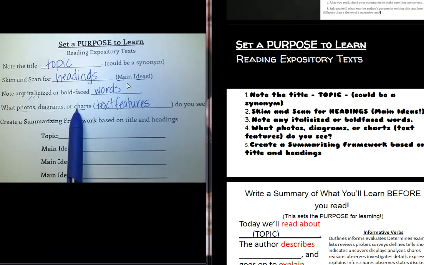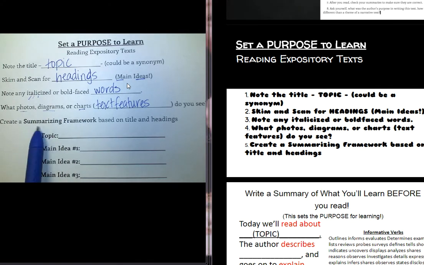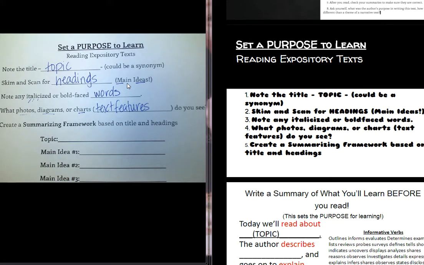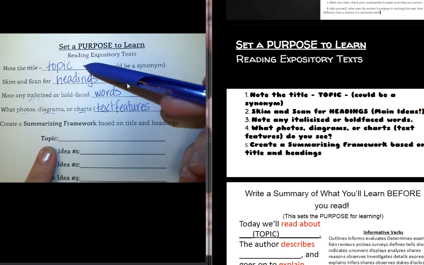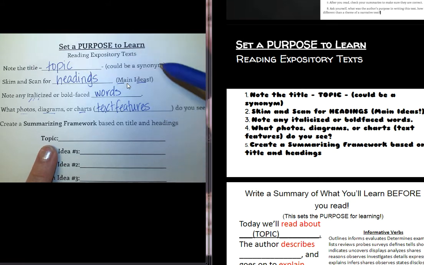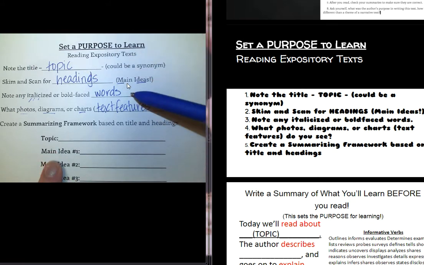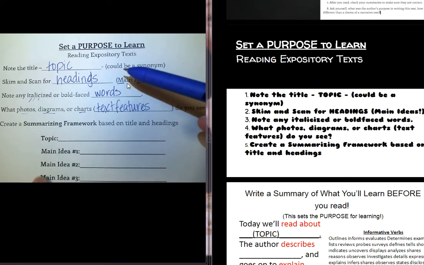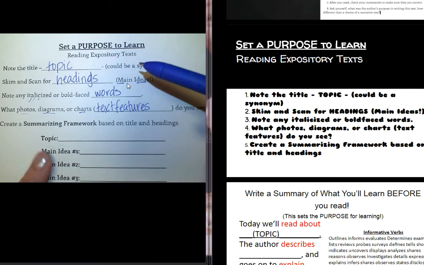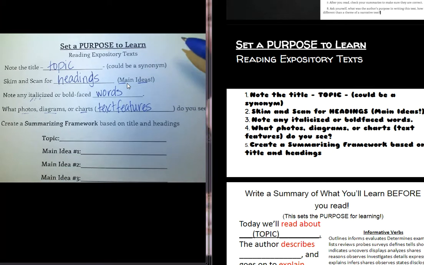They're important. The next thing that you need to do is create a summarizing framework based on the title and the headings. So for example, my topic is going to be what my title was, or something a little bit smaller or a synonym for it. And then my three main ideas are going to be my headings. You may have more main ideas, but we're just working with three for today.